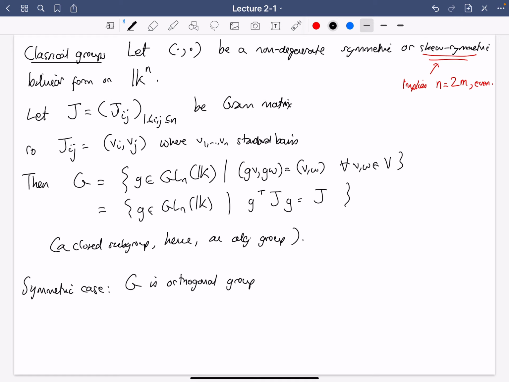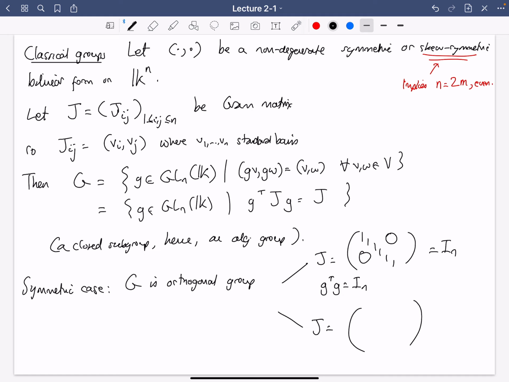I guess you normally take J, if you were doing that, like most normal people would, they would pick their basis so that the gram matrix was just the identity matrix. And so this equation is just G transpose G is the identity. But I'm not quite a normal person. I prefer to pick my basis so that the gram matrix is this kind of not identity matrix with the ones down that skew diagonal. So we're looking at matrices with this property.